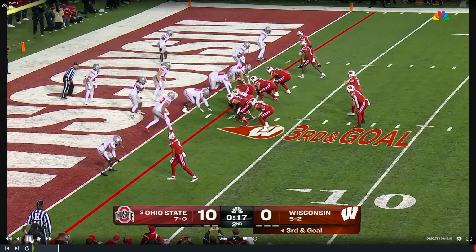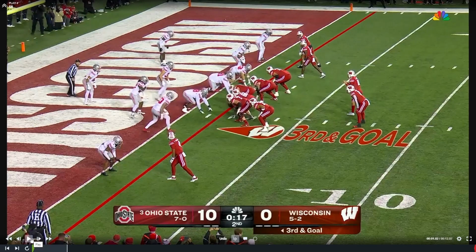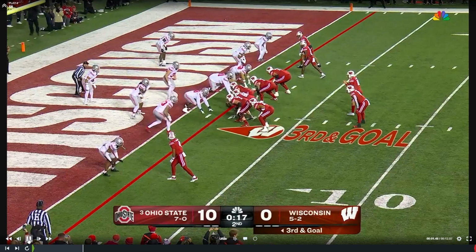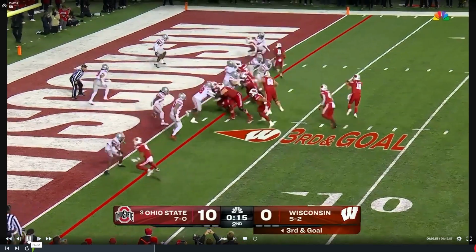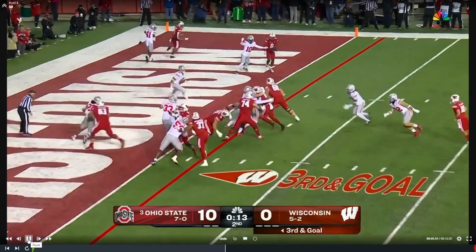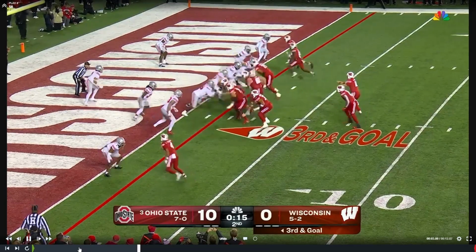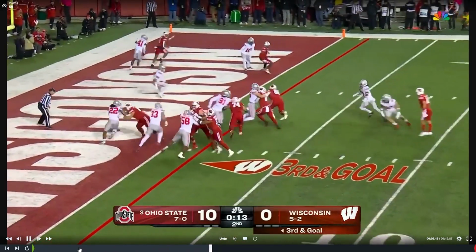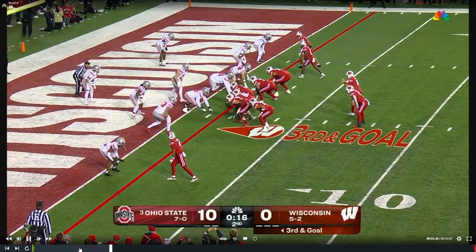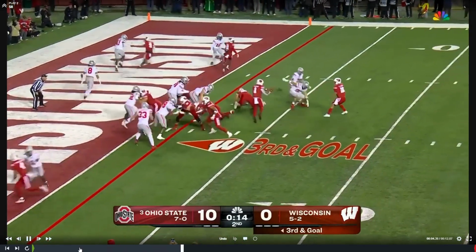Formation doesn't change anything. Coming out here, again, we're in base personnel. Ohio State's in base personnel. Might be in more 3-4 personnel now, but they're not in anything special. We come out. Okay, they run a late blitz here. Fair enough. That doesn't affect the outcome of the play.